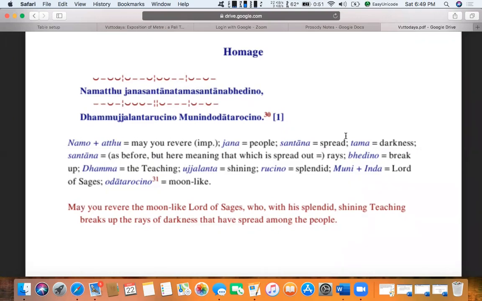So within that continuity of minds of people, in other words within people, there is tama santana. Tama is darkness, santana is race, as the meaning given here. So tama santana is the race of darkness. So there is a race of darkness within people. What are those races of darkness? Actually, here the race of darkness refers to moha or avijja.